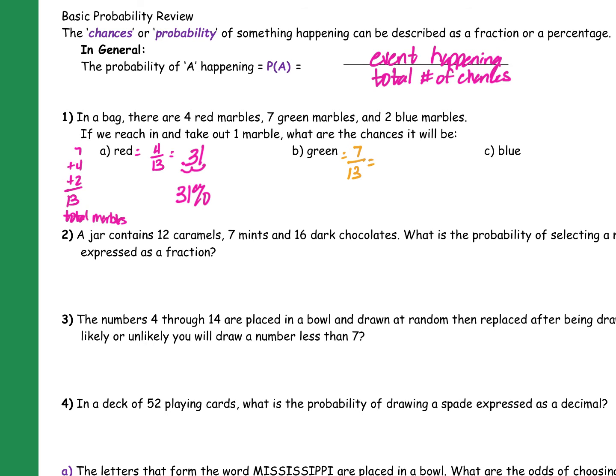And I'm going to do the same thing. I'm going to do 7 divided by 13 in my calculator. And I'm going to get 0.54. And then that's as a decimal. And then as a percent, I move my decimal 2 places. It's going to be 54%.